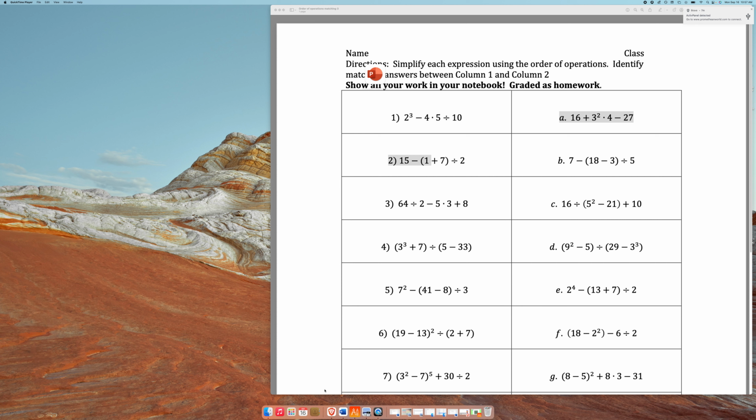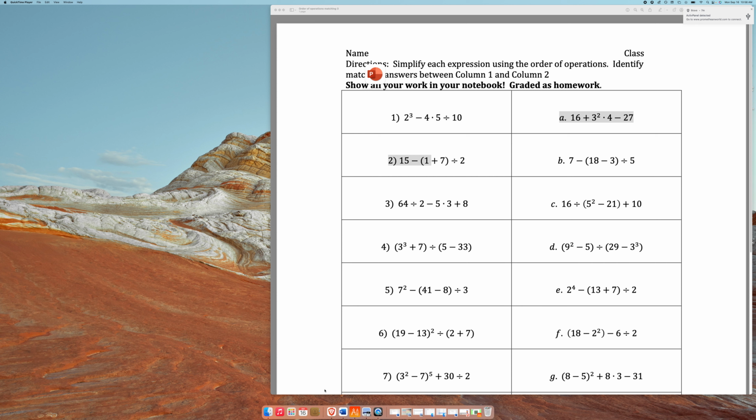Alright, so nothing too challenging yet, right? Number 3, 64 divided by 2 minus 5 times 3, plus 8. What's that? Grouping, none. Exponents, square roots, factorials, anything I have to change to standard notation? No, everything's already in standard notation. Multiplication, division, yes there is. There's here and here. Which one do I do first? The division, because it comes first from left to right.